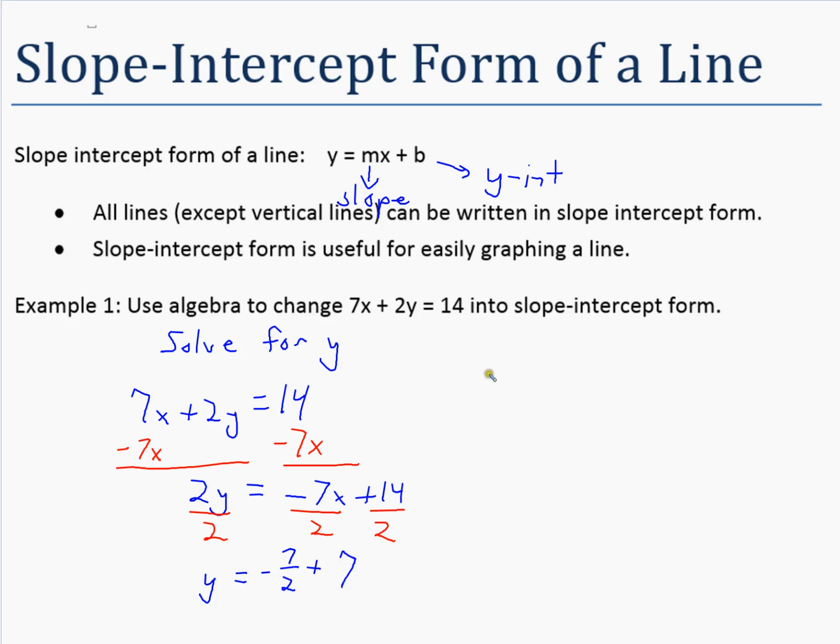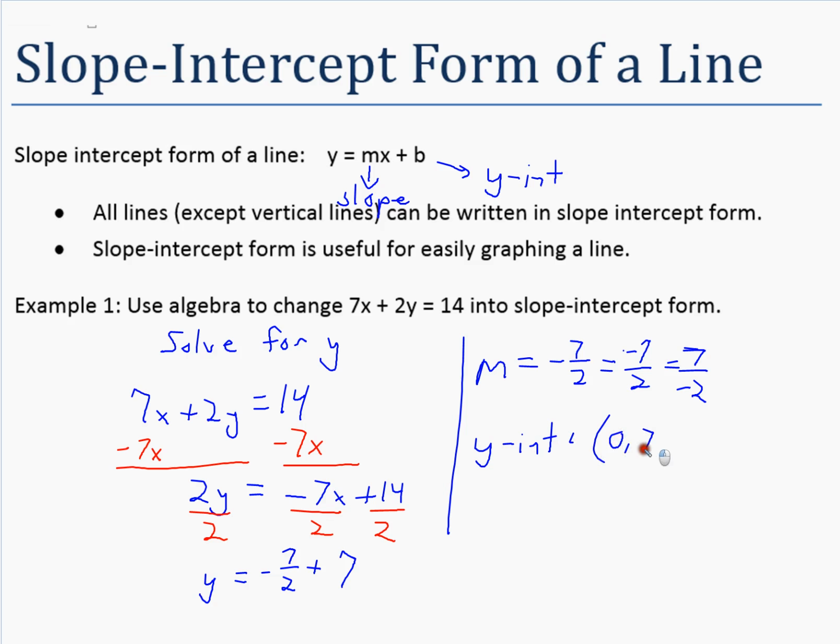From that, it didn't ask for this, but you know that the slope is negative 7/2. When you have something like this, remember that the negative can go either with the numerator or with the denominator, because a negative divided by a positive is negative 7/2, or a positive divided by a negative. So our slope is negative 7/2, and our y-intercept, where the graph crosses the y-axis, is the point 0, 7. The y-intercept is a point, so we can write it as a point. We could say the y-intercept is 7, but here we put the point 0, 7.